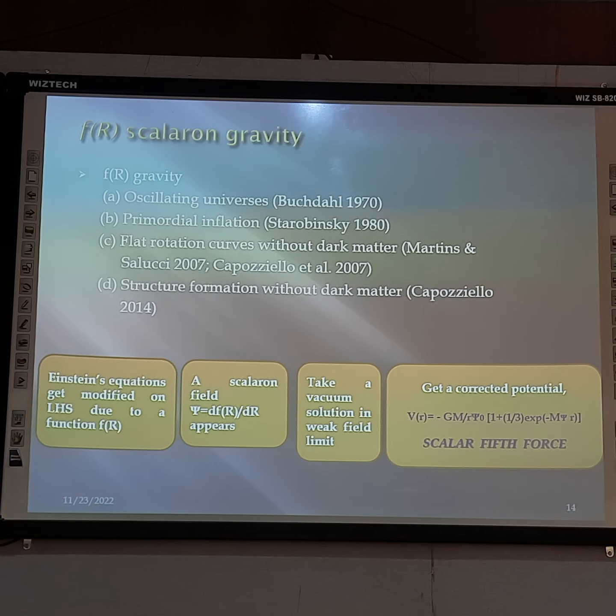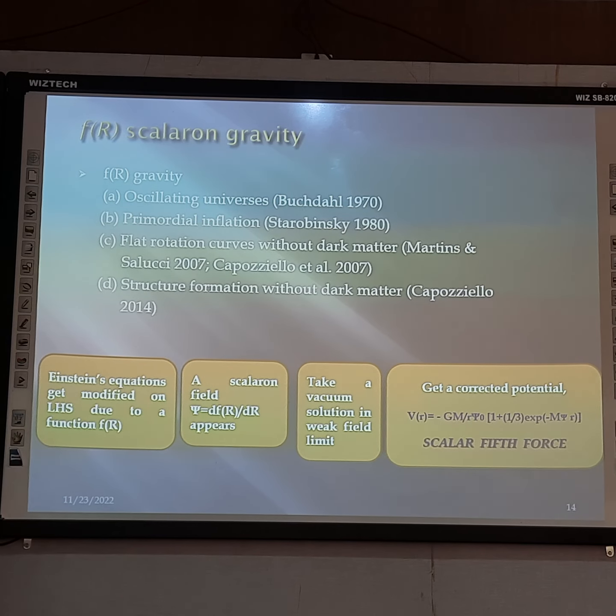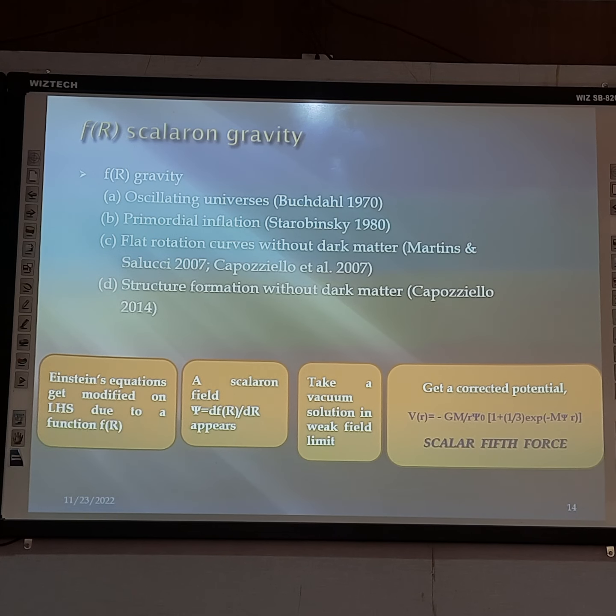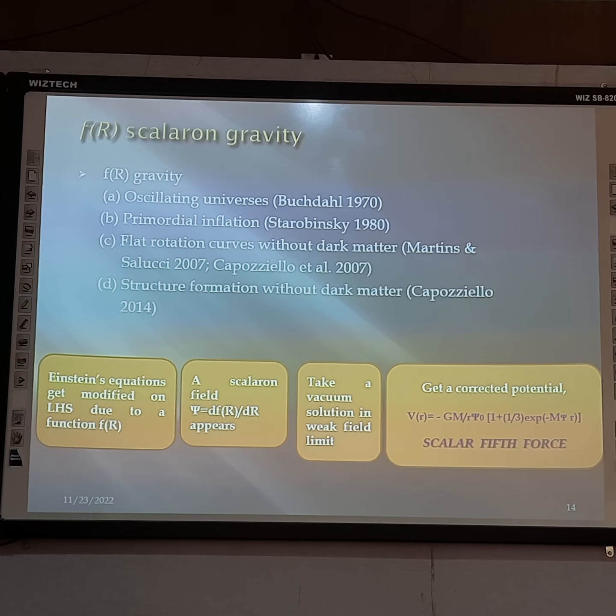So what is f(R) theory? Again, I am not displaying the detailed equation, it is too complicated, but I am trying to explain in a schematic diagram. Einstein's equation gets modified on the left-hand side due to a function called f(R), an analytic function of the Ricci scalar. A scalar field necessarily comes out, and that is the differential of this function with respect to the Ricci scalar. If we take a vacuum solution in the weak field regime like Schwarzschild, we will get a metric which is not Schwarzschild; it is called the scalar metric. It has a Schwarzschild part, but it has a Yukawa correction coming out. So if we look into the weak field potential, it is something like minus GM by r. Phi is the scalar field that I was talking about in the case of f(R) gravity.